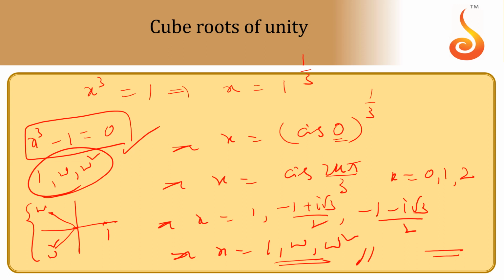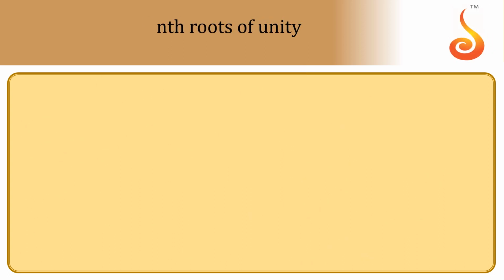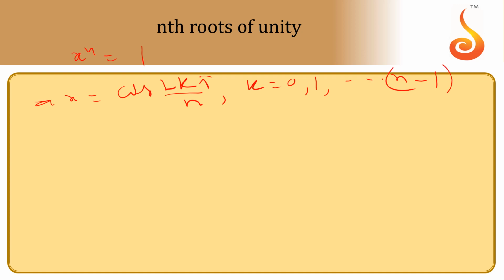So if I go to nth roots of unity, same thing. What we will do? We will take x power n equal to 1. When x power n equal to 1, you will write x equal to 1 power 1 by n, which is nothing but cis 2k pi by n. This k value will be 0, 1, 2, so on up to n minus 1. If you represent them with 1, alpha, alpha square, so on, alpha power n minus 1, these are the nth roots of unity.